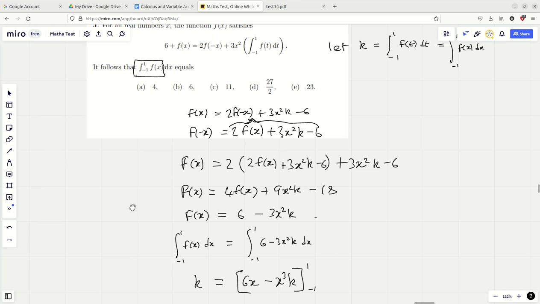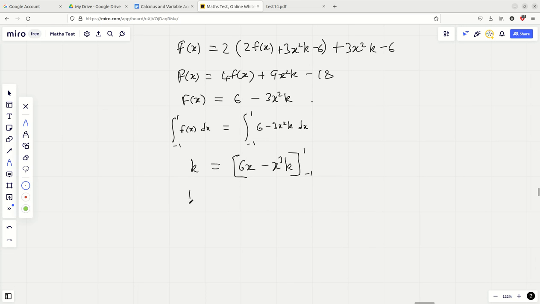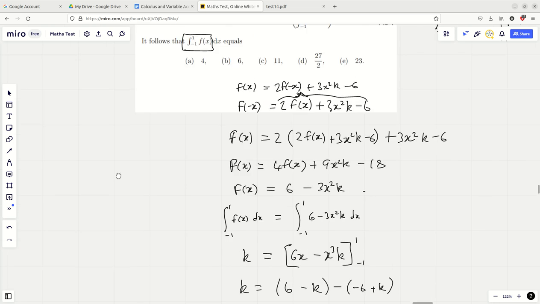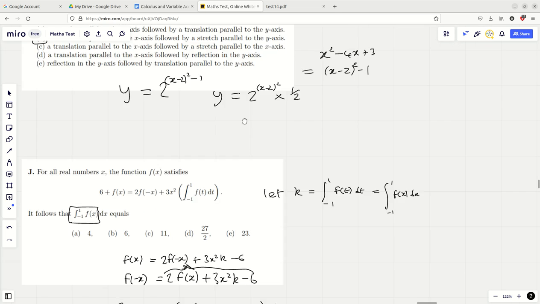And now off we go to the answer, basically, because k equals, we're going to get 6 minus k minus minus 6. Now be careful here, minus 1 cubed is minus 1. That's going to become a plus k. And so what do we got here? We've got 6 minus minus 6, which is 12, minus k, which is minus 2k. Add it over. k is 4. And k is what we're trying to find, remember, because k is that. And so the answer is A.